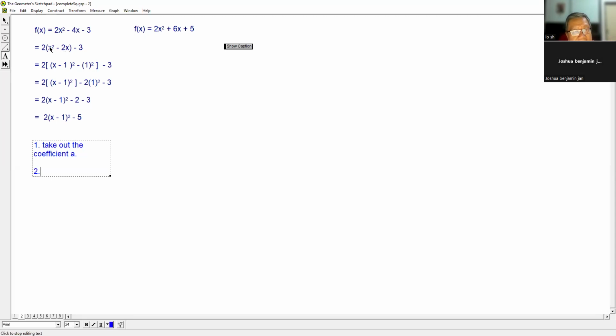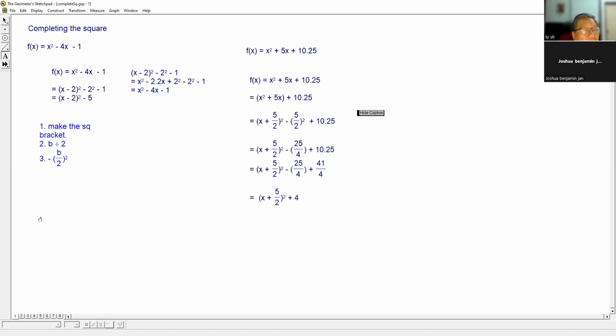But now the value in front of the x square is no longer 2. It's only 1. So if the number in front of x square is 1, I can easily complete the square like what I have done here, right? Just this number divided by 2, then I put inside the bracket.